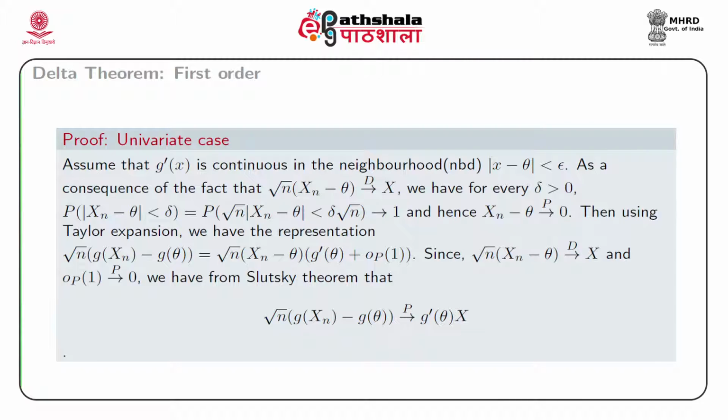Then using Taylor expansion, we have the representation √n(g(Xn) − g(θ)) = √n(Xn − θ) g'(θ) + o_p(1). Since √n(Xn − θ) converges in distribution to X and o_p(1) tends to 0 in probability, it follows from Slutsky's theorem that √n(g(Xn) − g(θ)) converges in distribution to a random variable which is the first derivative of g at θ multiplied by X, and this proves the result.